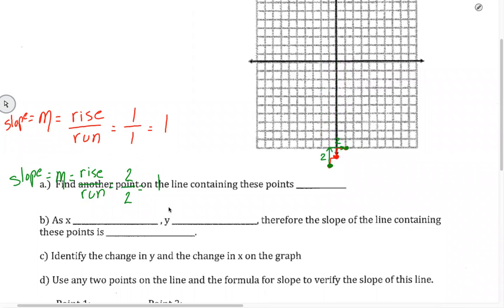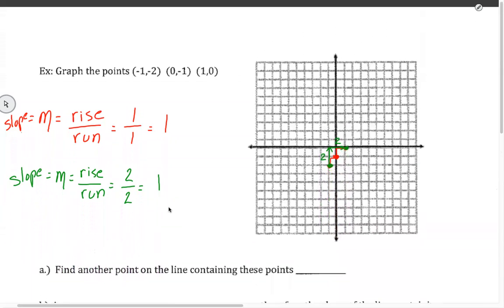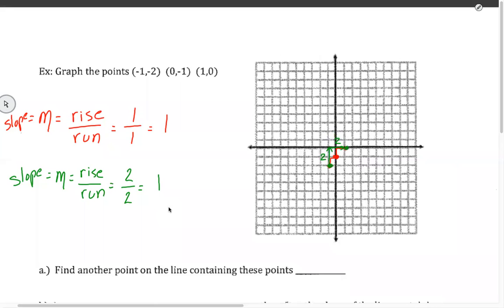Now it says find another point on the line containing these. Let's keep that up on the board. To find another point, it's quite simple. I just follow the set of directions. Slope is like a set of directions. Like when you're going through Media, somebody tells you how to get from the Wawa on Baltimore Pike to Apollo Pizza. They're going to say, you're going to go up 2 blocks on, I believe, Jackson, and then you're going to go left 1 block on State Street. So to get another point on my line, I simply follow the directions.